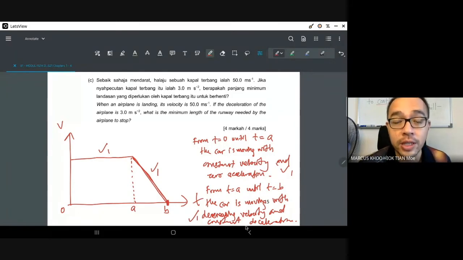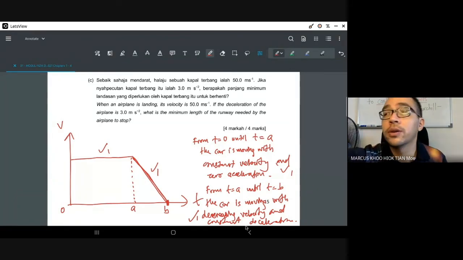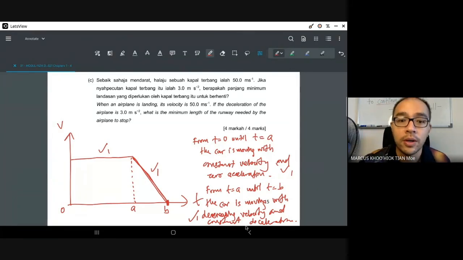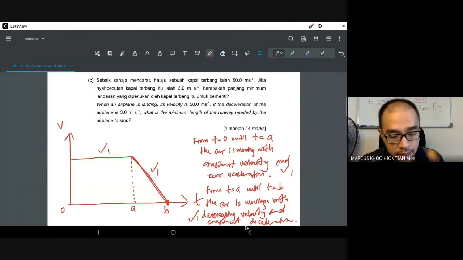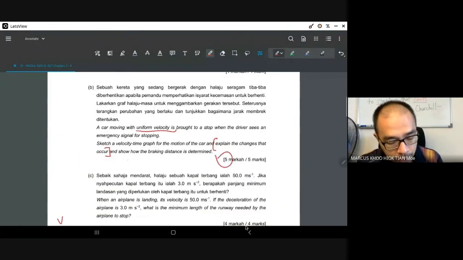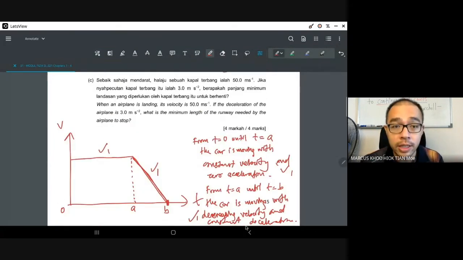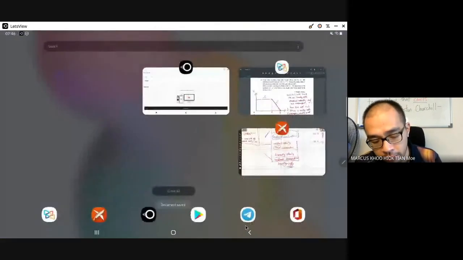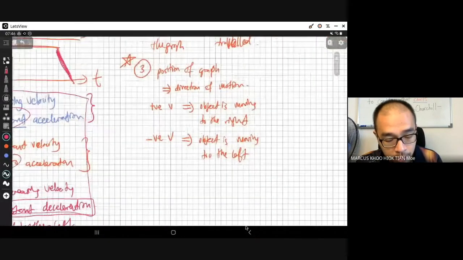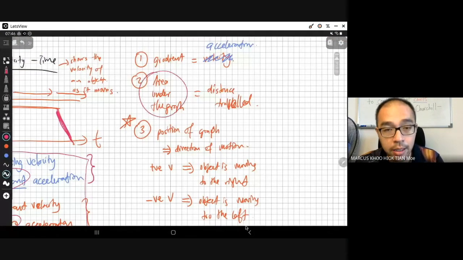It's a 5 mark question now, but I just want to show you how the marks are divided. So 2 marks for the graph, 2 marks for the explanation, but there's still another mark. The 5th mark is the braking distance. How do you determine the distance of a velocity time graph? That's why the information I gave you just now is very important. The distance is the area under the graph.